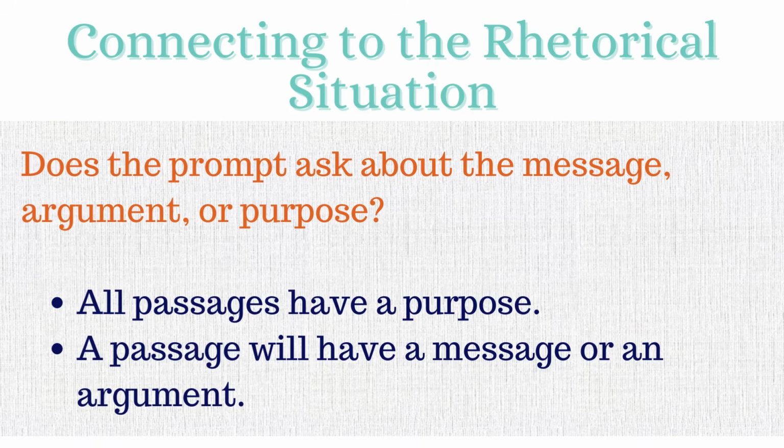The first thing you're going to want to do is look at the prompt. On your AP Lang exam, you're going to see one of 3 phrases in your prompt: convey a message, develop an argument, or achieve a purpose. I would encourage you to underline or circle that phrase. That way you know what you're supposed to be talking about in your essay.